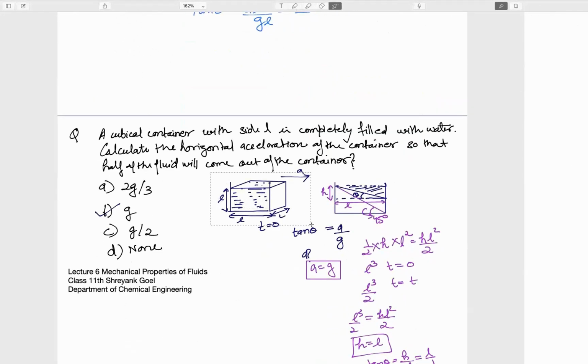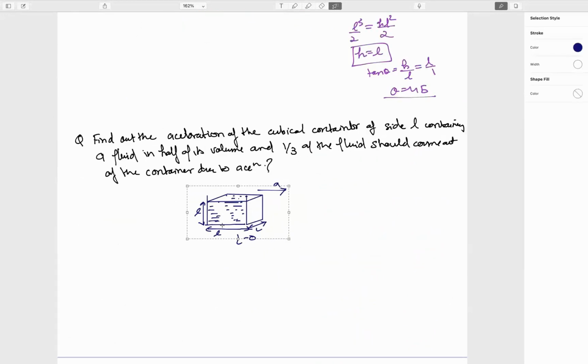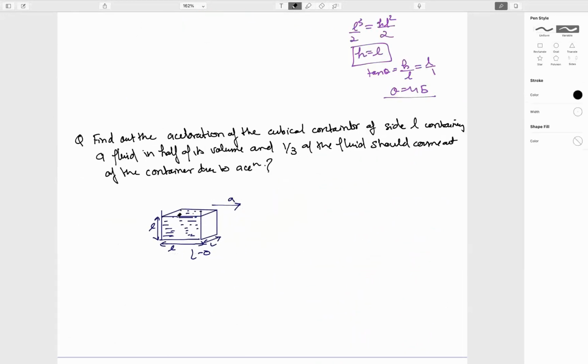Okay, that's a similar question, but now the fluid is not completely filled. The fluid is filled half. One thing is very clear: the fluid at t equals 0 has a volume of L cube by 2. Now one third of the fluid should come out of the container due to this acceleration. So one third of the fluid comes out.